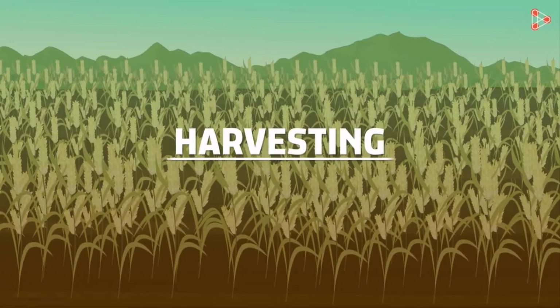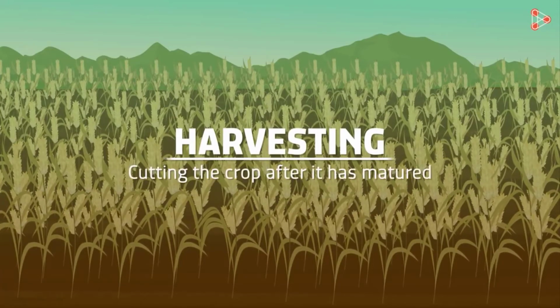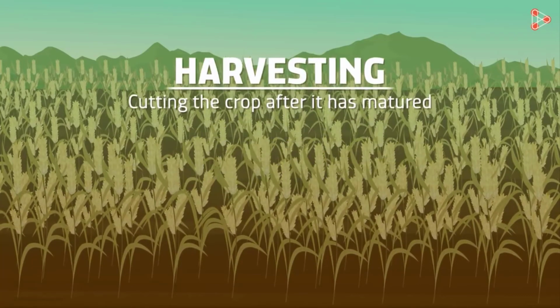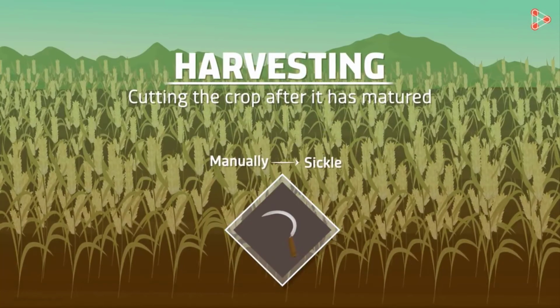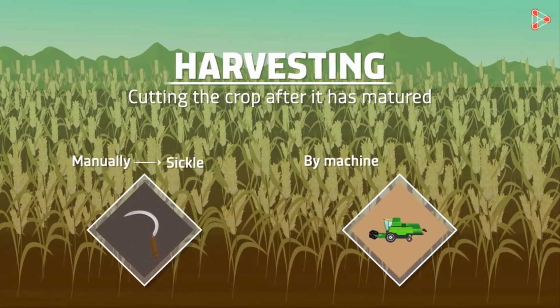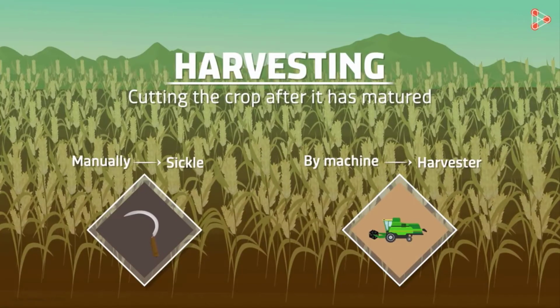Harvest the crop simply means to cut the crop after it has matured. Do you think it's as easy as it sounds? Of course not. Harvesting of crops, if done manually, is done with a sickle. If a machine is used to harvest crops, it is usually the harvester. Crops are either pulled out or cut close to the ground.